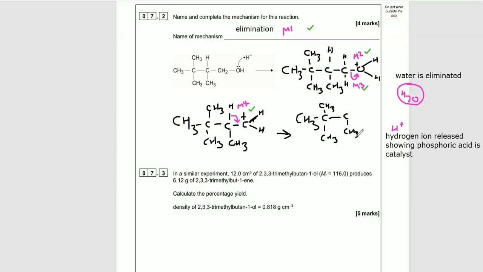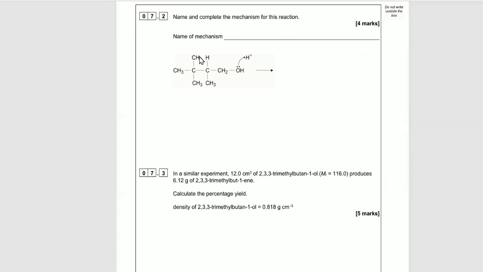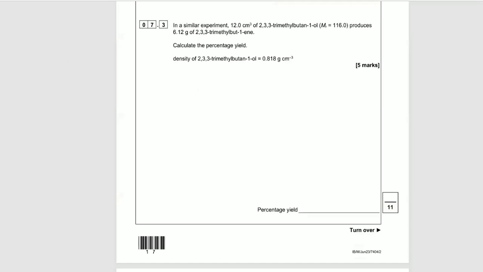They assume you could work that out easy peasy, not worth the mark. So then we got our double bond, and lovely jubbly. That's what the final product would look like. It's an elimination reaction, dehydration. We've removed water. And there we go. Right, let's move on to 7.3.